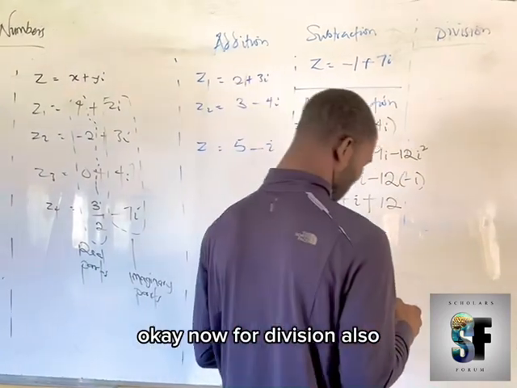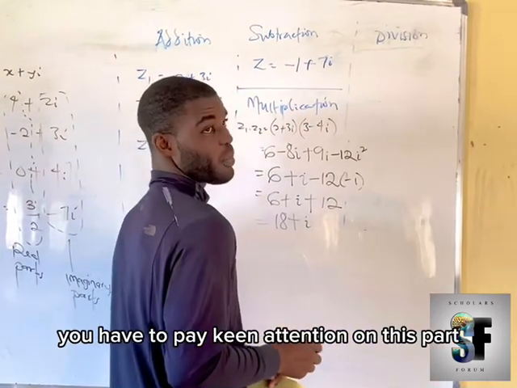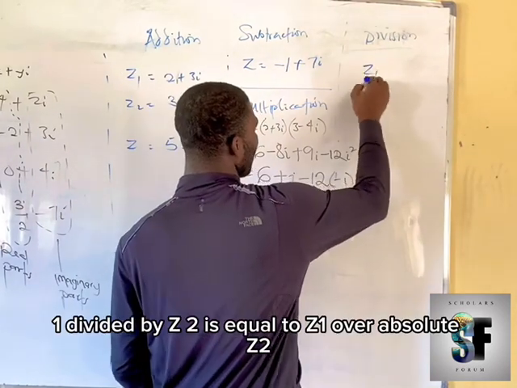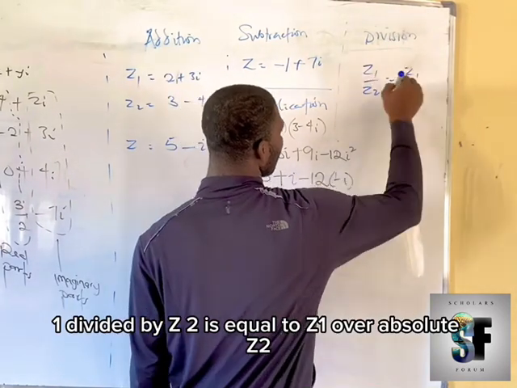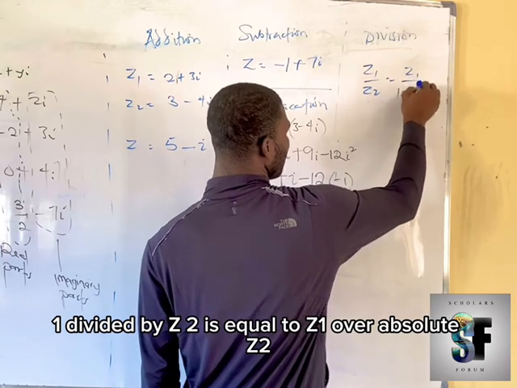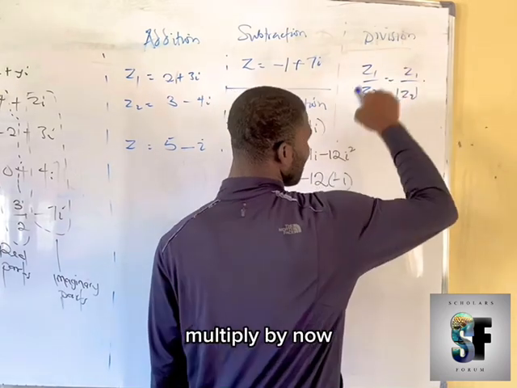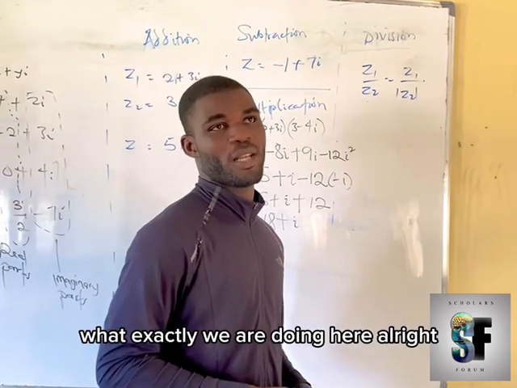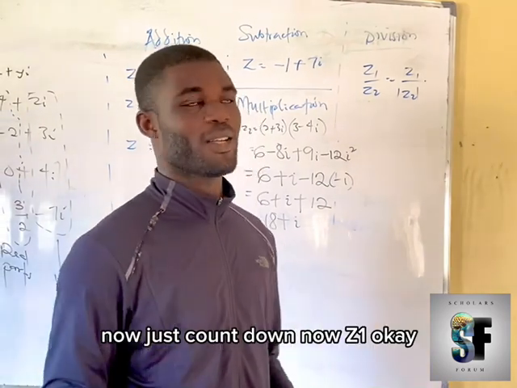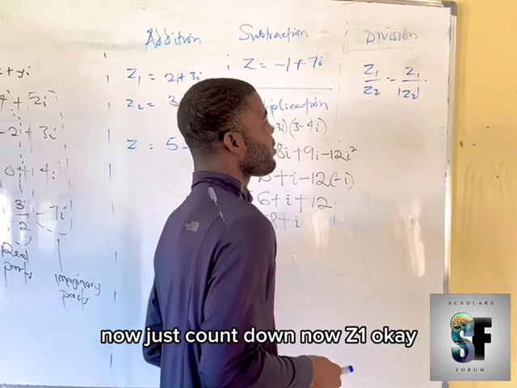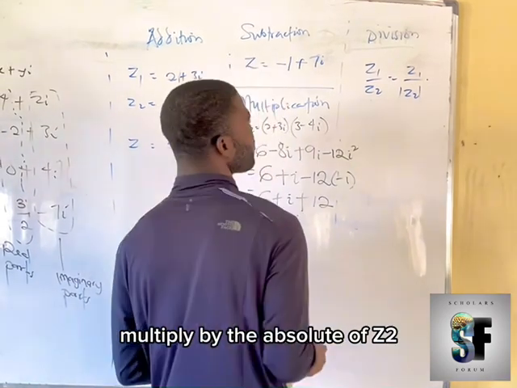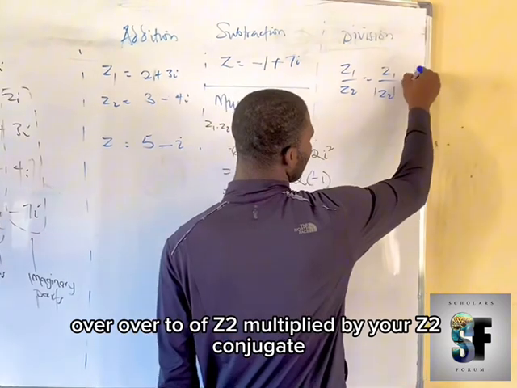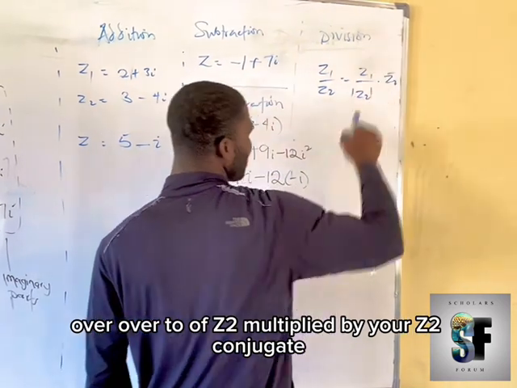Okay, now for division, you have to pay keen attention to this part, because Z1 divided by Z2 is equal to Z1 over absolute Z2, multiplied by... Now I'm sure that somebody is beginning to think what exactly we are doing here. Alright, just calm down. Now Z1, multiplied by the absolute of Z2, over absolute of Z2, multiplied by your Z2 conjugate.